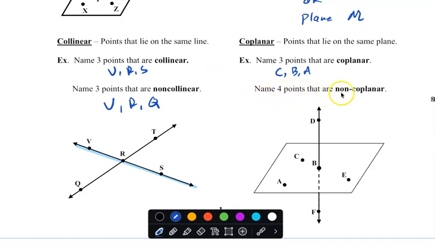Name 4 points that are non-coplanar. So like that's the right idea, right? So 4 points that are not coplanar. So if you do 3 on the same line, like D, B, F, and then one that's not, those would be non-coplanar. So I could say A, F, B, and D. So those are non-coplanar.